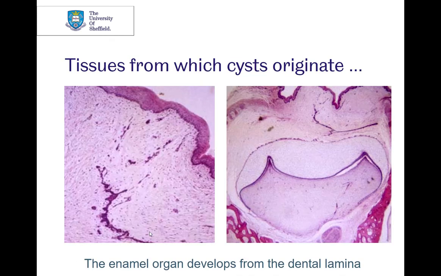So here's the tissues that we're talking about. We have in the picture on the left, we've got oral epithelium at the top, and in the dental lamina, that irregular epithelial structure extending into the tissues.